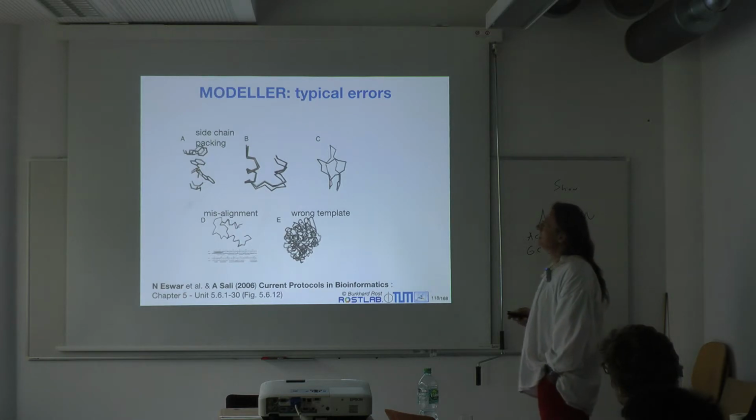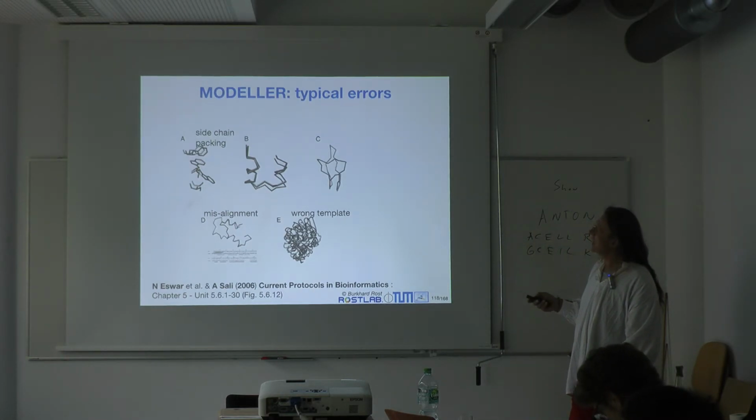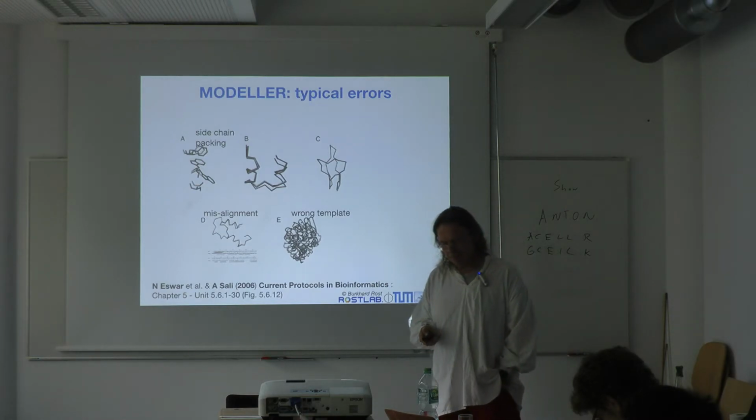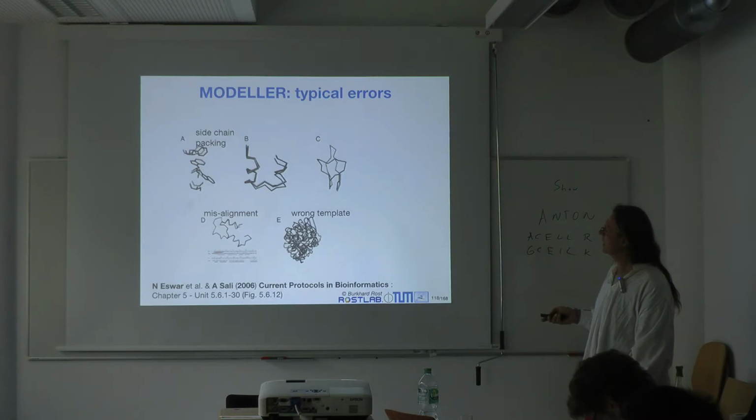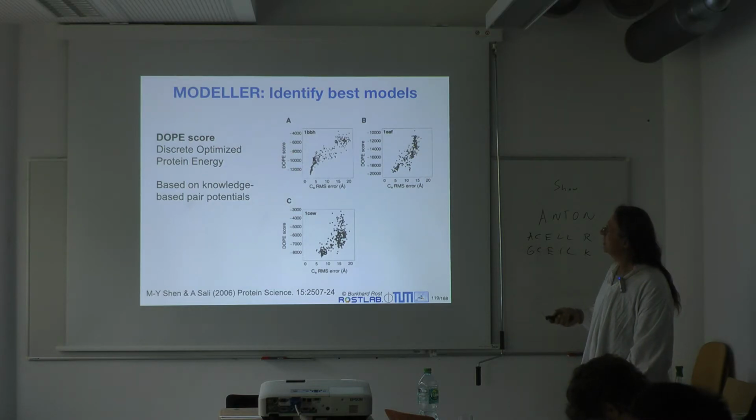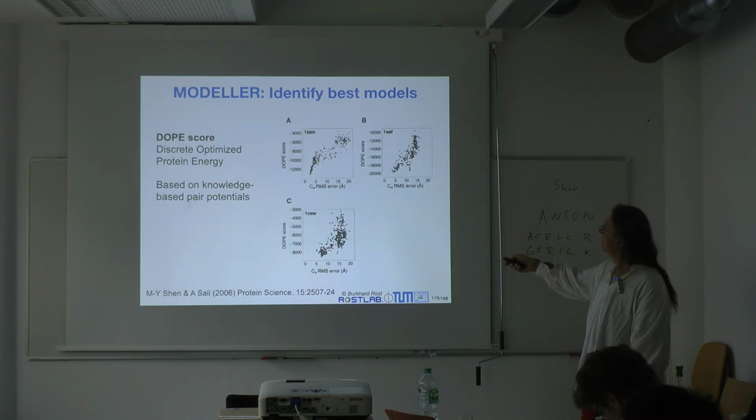Now, one typical issue is sidechain issues. So the sidechains are incorrectly aligned. But another extreme issue, let's just get to the issue: can I identify the right model? So this is the error, this is the internal score that says this is the correct model. The lower that score, the better the model.